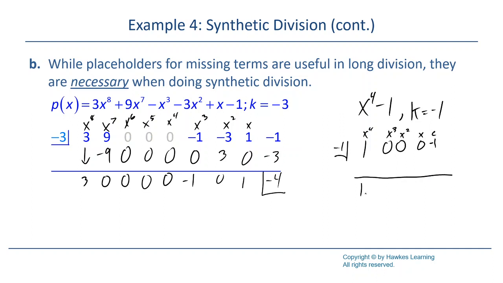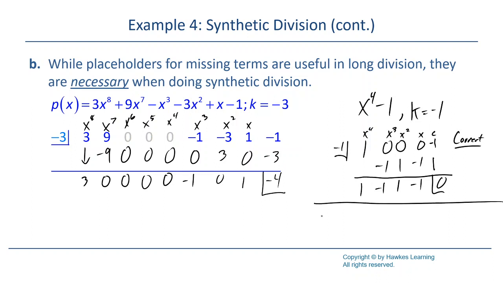So I bring down 1. And then 1 times negative 1 is negative 1. Add that. I get negative 1. Multiply. I get positive 1. Add 0 and 1. Then multiply again. I get negative 1. Add. I get negative 1. Negative 1 times negative 1 is positive 1. And so there we go. I get that it's a root. So this is the correct way.